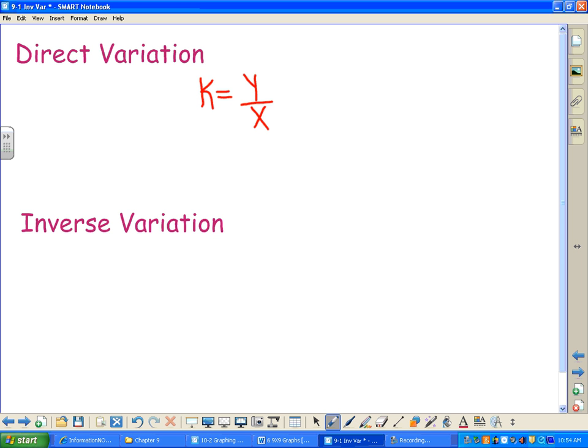The reason I put the y on top is because a lot of times, instead of having this k equals, we would like to put it in y equals form so that we can see what kind of an equation it really is. To get this in y equals form, if you have it set up this way already, all you have to do is multiply by x, and we get y equals k times x, which is what kind of an equation if you were going to graph it? Linear, right? This is a line. So a direct variation is just something that's linear.